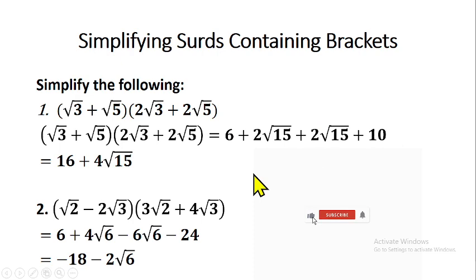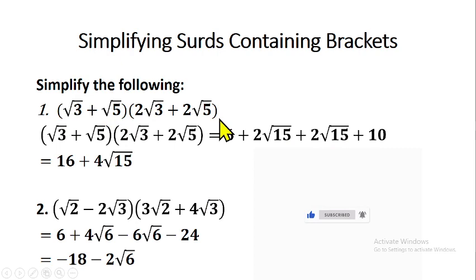Then can we add these two surds together? Ask yourself, based on the addition of surds, can we add 2 surd 15 plus 2 surd 15 together? Yes, we can add them. 2 ball plus 2 ball will give us 4 ball, because they have the same surd. We can add them together, so 4 surd 15. So that's the solution to this first question.